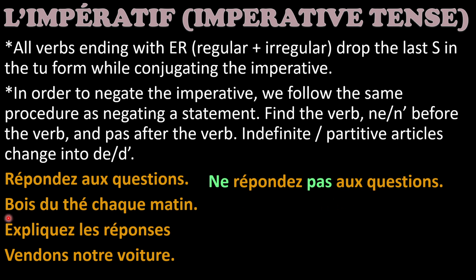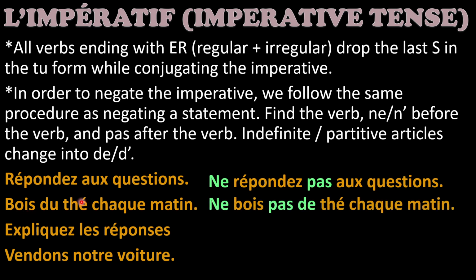Now, bois du thé chaque matin. Can you see that this is a tu form here, but boire has the S because boire ends with RE and not ER. So this becomes the verb. You will have to introduce ne before, pas after. Can you see this is a partitive article now for thé? Du is partitive, so it has to change into de. We cannot have partitive articles in a negative sentence. So bois du thé chaque matin is drink some tea every morning. The negative of that would be ne bois pas de thé chaque matin. Don't drink any tea every morning.